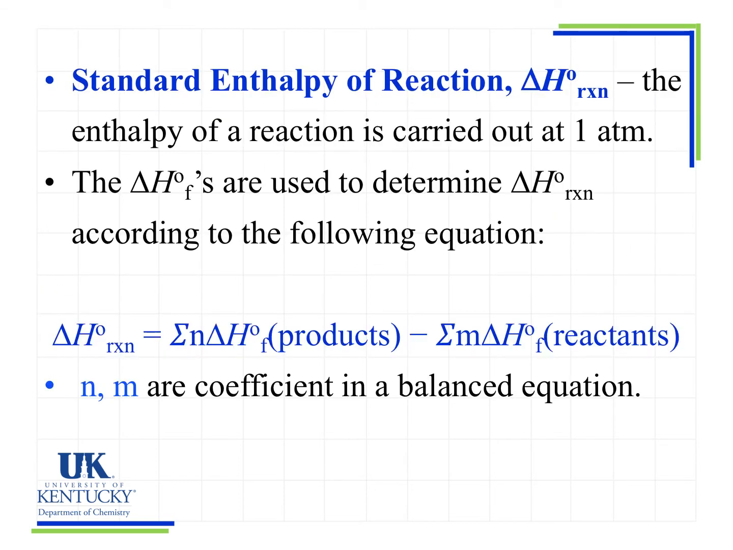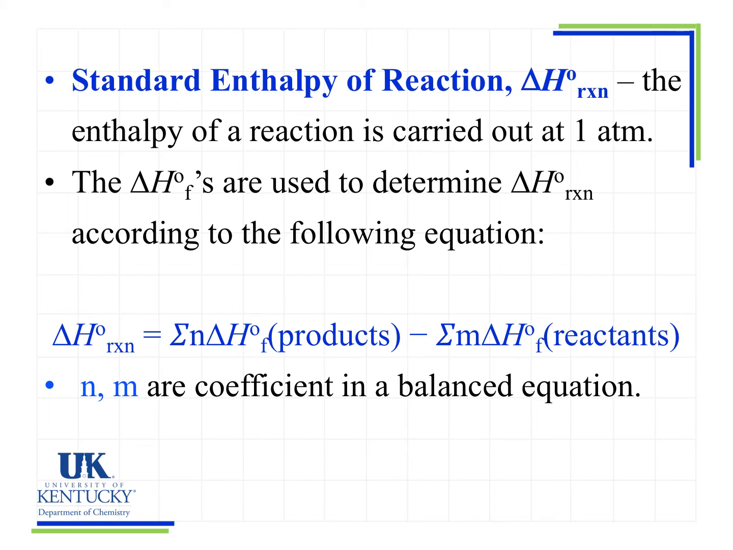Okay, so now that we know what the standard enthalpy of formation is, let's see how we can use that to find the delta H of reaction. The enthalpy of a reaction is carried out at 1 atmosphere, right? So the delta H of formations are used if the reaction is at 1 atmosphere standard condition. The delta H of formations are used to determine the delta H of the reaction according to the following equation.